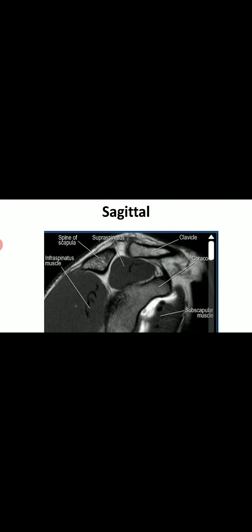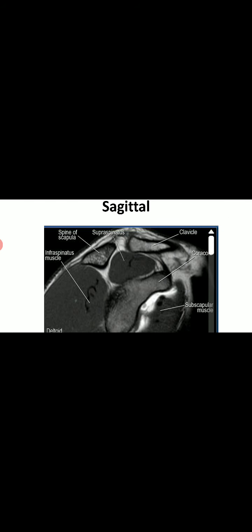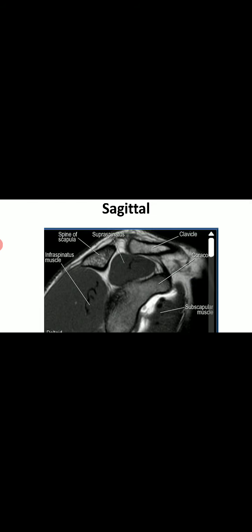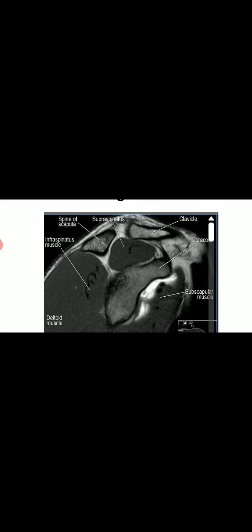Coming to the sagittal pics, this is a very, very important pic where the superior bony prominence will be the clavicle, and the anterior point will be the coracoid. Coracoid will be pointed anteriorly, and this muscle is the subscapularis muscle. This is the spine of the scapula, which is posterior. Between the spine of the scapula and the scapula, we will be seeing the supraspinatus. Below the spine of the scapula is the infraspinatus.